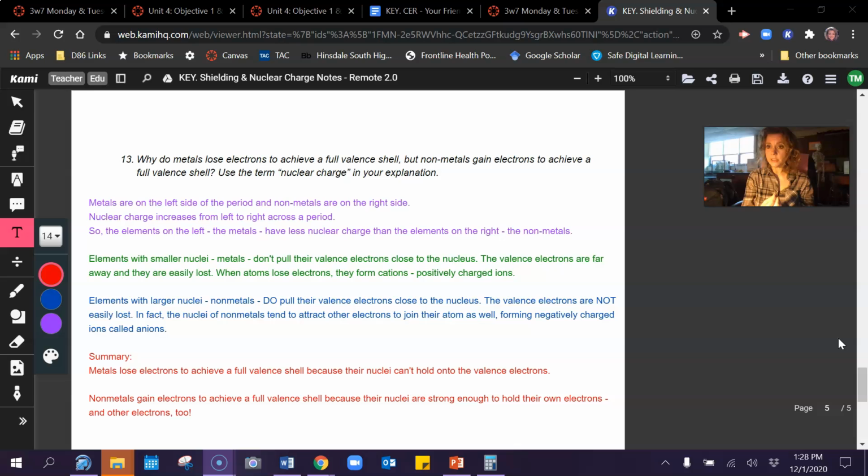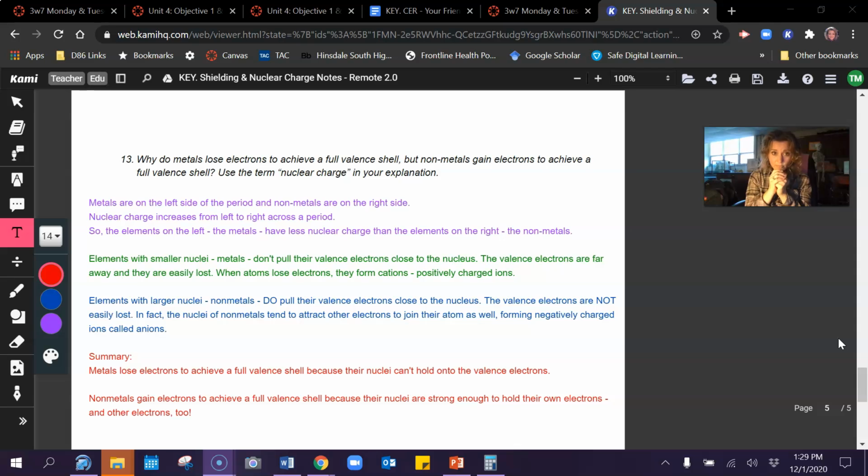And these smaller nuclei don't have the capability to pull their electrons in very close. And so the valence electrons are kind of like floating out here. They're kind of far away. And if valence electrons are far away from the nucleus, they are very easily lost. Nonmetals are on the right side of the periods, and these elements have larger nuclei. The larger nuclei are able to pull the electrons in more closely. And so those valence electrons are close to the nucleus, and they are not easily lost.